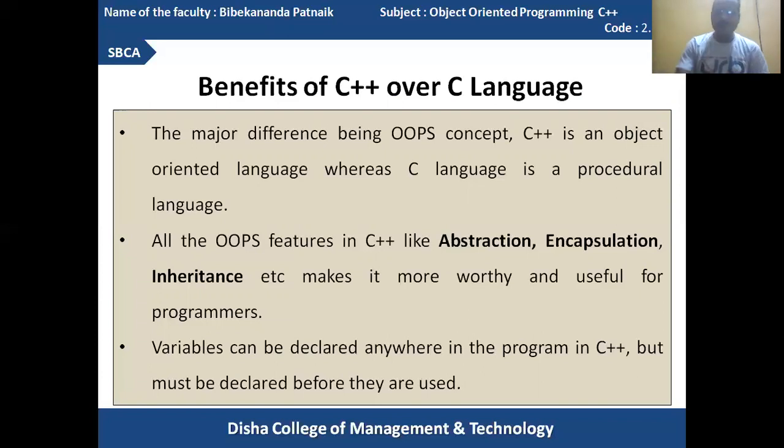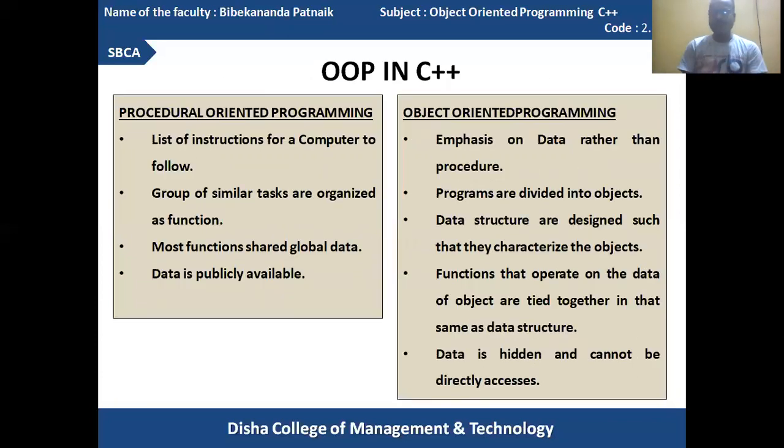So this is one difference, some of the differences between procedural programming and object-oriented programming. On the left side, you have 4 points, and on the right side, object-oriented programming has 5 points.